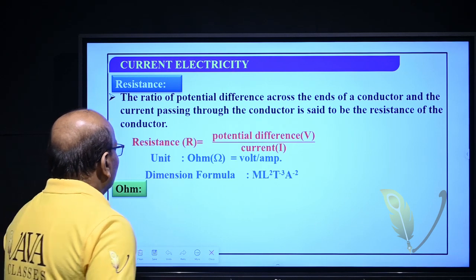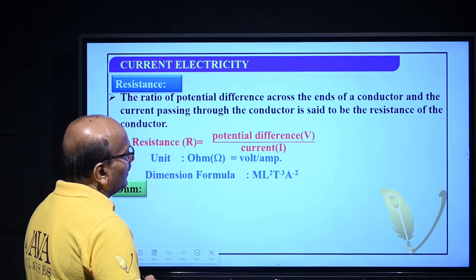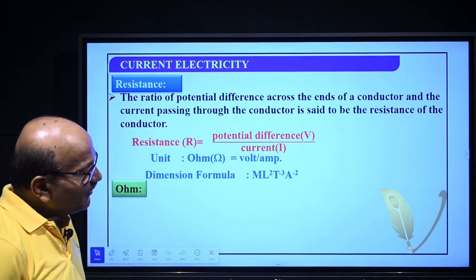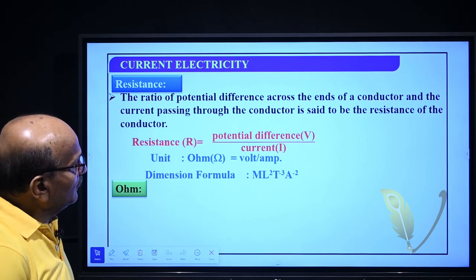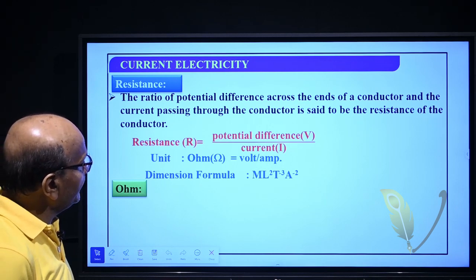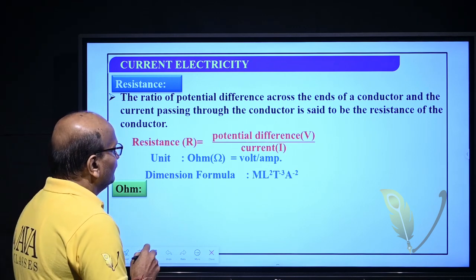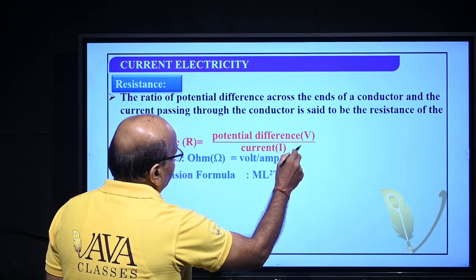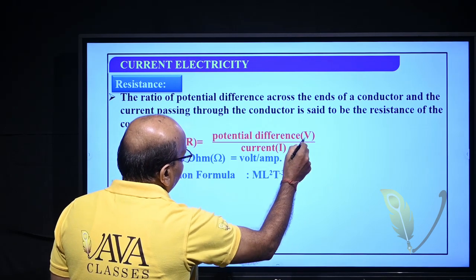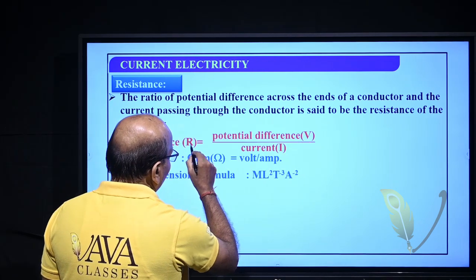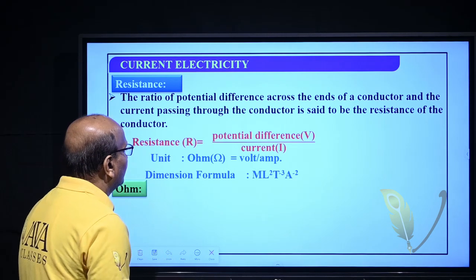So, resistance is the opposition offered by the conductor to the flow of current through it. Resistance is also V by I. When V changes, I changes, but R always remains the same in a conductor.